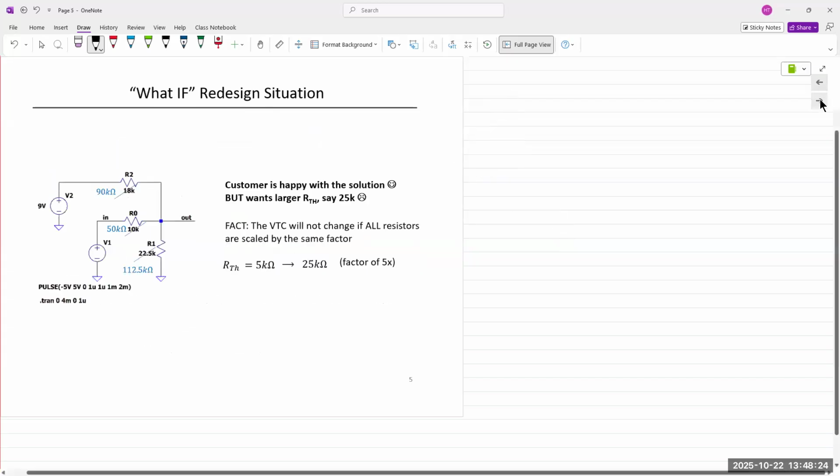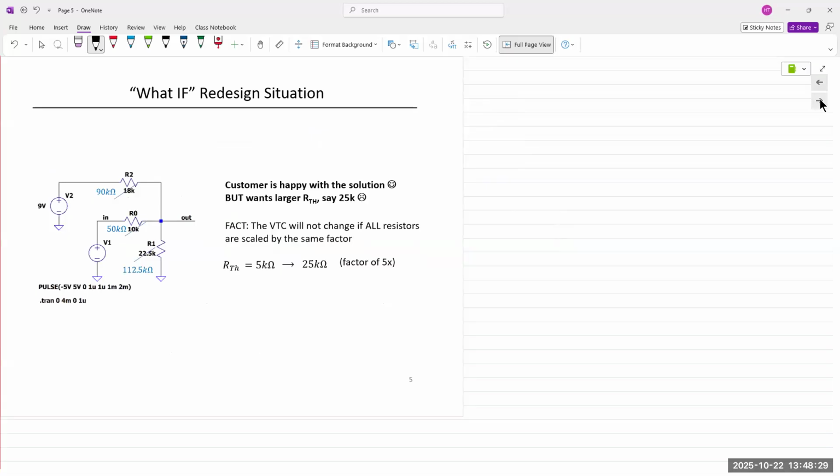All right. So hypothetically speaking, let's say you are designing this for a customer. Customer comes back and says, this worked great, but now we want a circuit with a lower current. So lower current means high resistance. So maybe a low power application, perhaps. You don't really care. The customer wants a circuit that has a higher Thevenin resistance. Instead of 5 kilo ohms, we want you to design something with 25 kilo ohms. So what do we do? Do we redesign everything? Or do we recalculate everything?